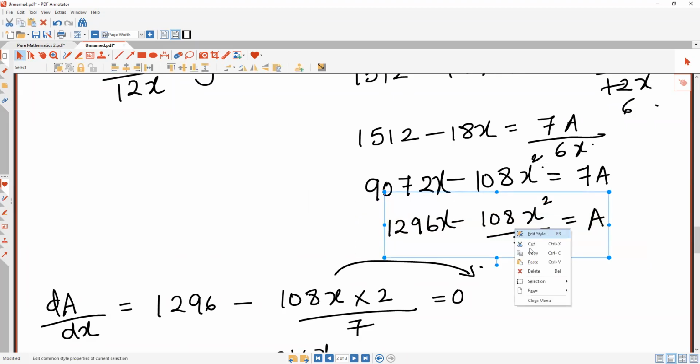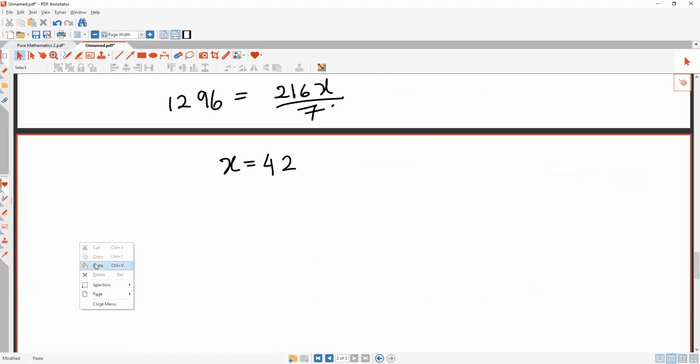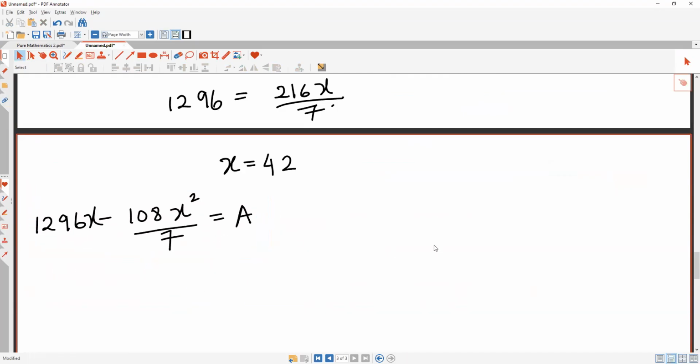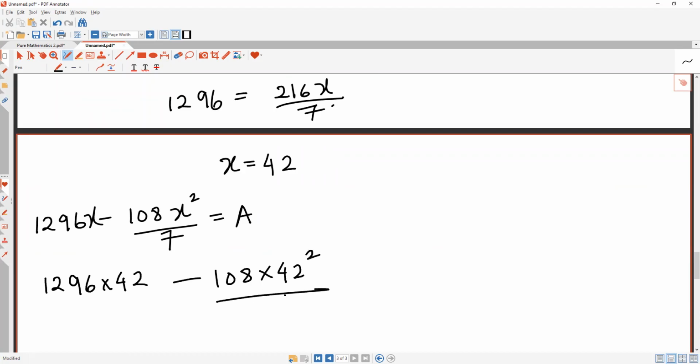That's not how it should be. Okay, so you're supposed to substitute 42 over here. So 1296 multiplied by 42 minus 108 into 42 squared divided by 7 is equal to your area. After this, you guys can do it on your own.